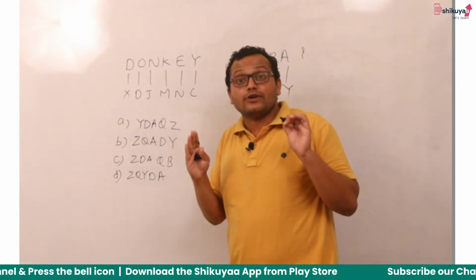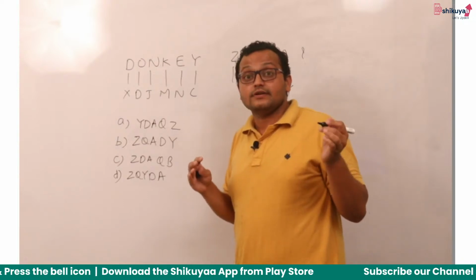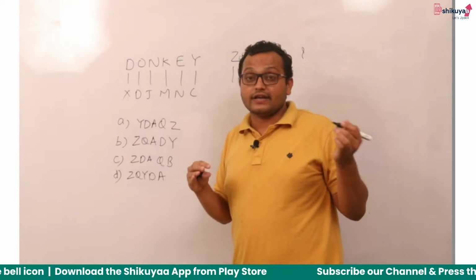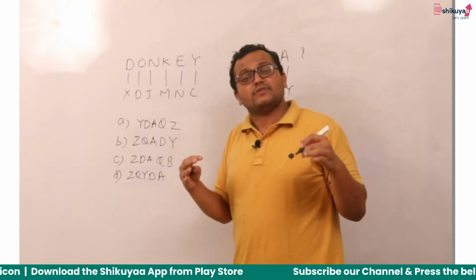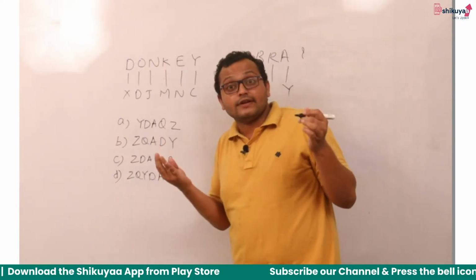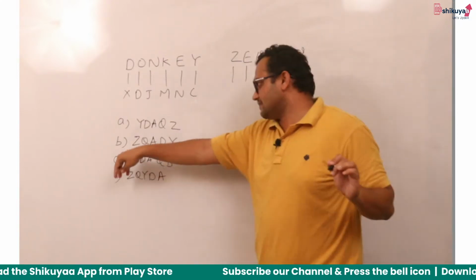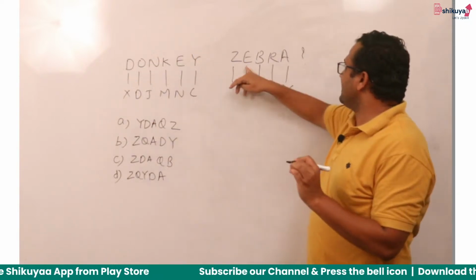This is what we call the approach. How to attempt a question is also very important. You may be very knowledgeable and well aware of every concept, that's fine, but attempting questions is also an art and a skill. So you should utilize this. Directly click option B. Don't waste time finding the code for ZEBRA.